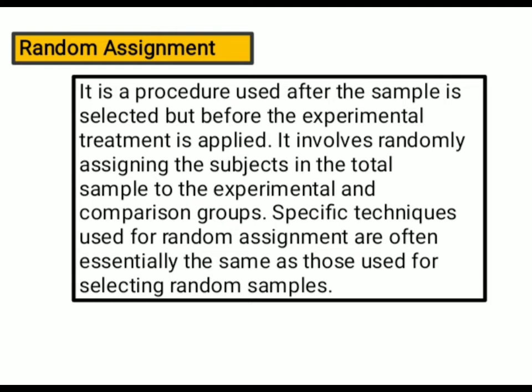It is a procedure used after the sample is selected, but before the experimental treatment is applied. It involves randomly assigning the subjects in the total sample to the experimental and comparison groups. Specific techniques used for random assignment are often essentially the same as those used for selecting random samples.